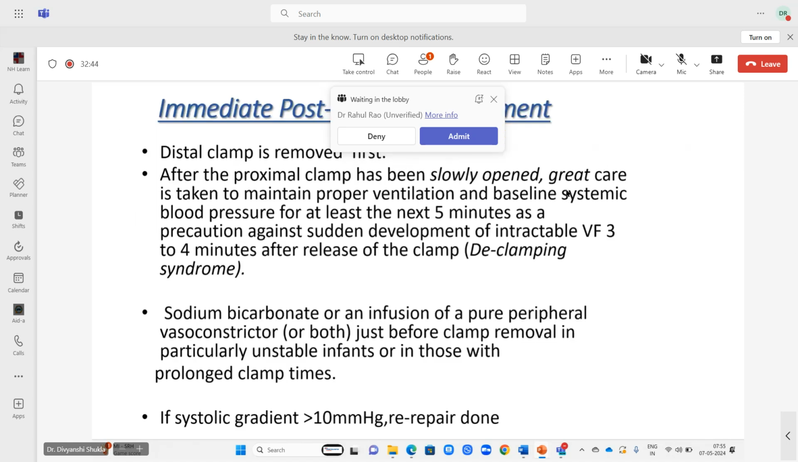Immediate post-repair management. The distal clamp is removed first. After the proximal clamp has been slowly opened, great care is taken to maintain proper ventilation and baseline systemic blood pressure for at least the next 5 minutes, as a precaution against sudden development of intractable VF 3 to 4 minutes after the release of the clamp, declamping syndrome.